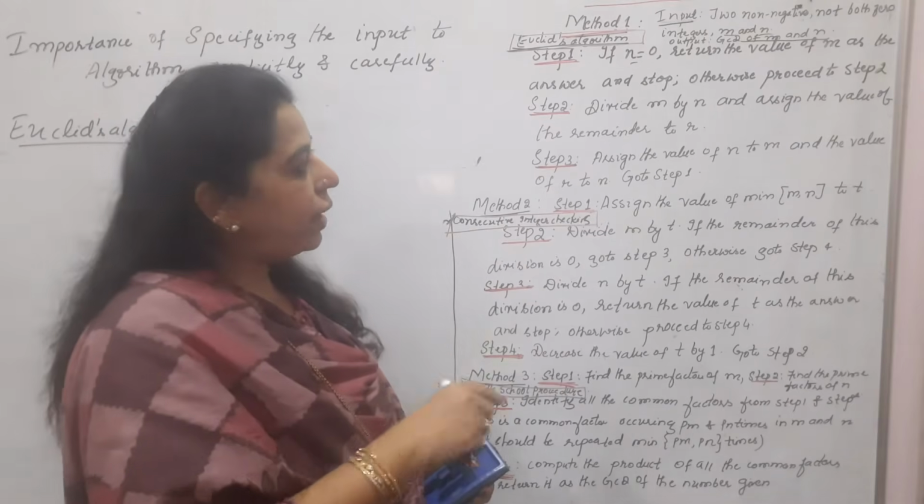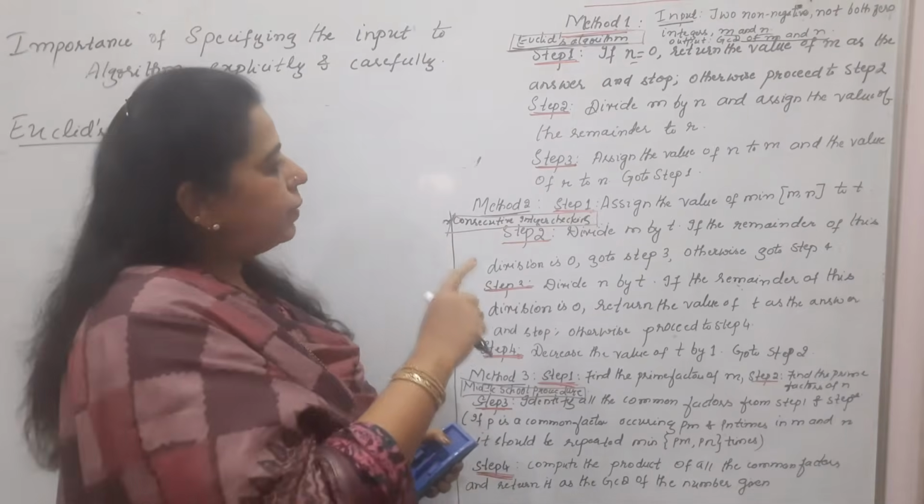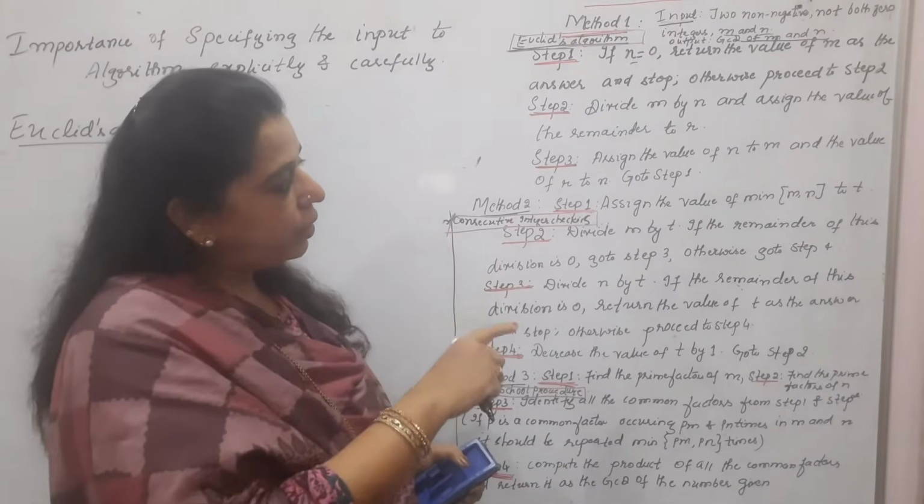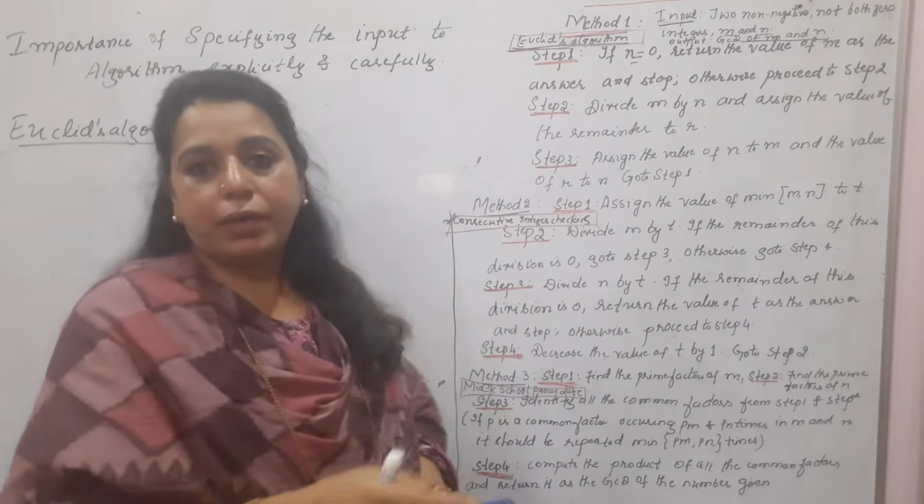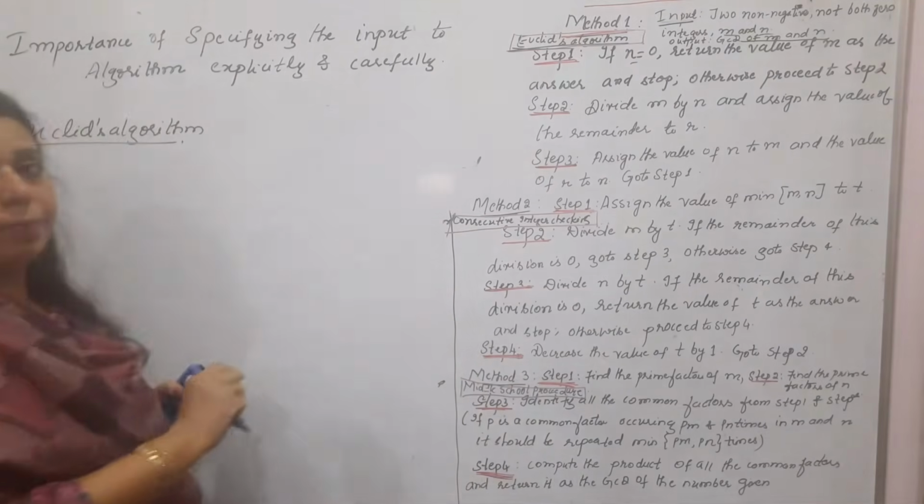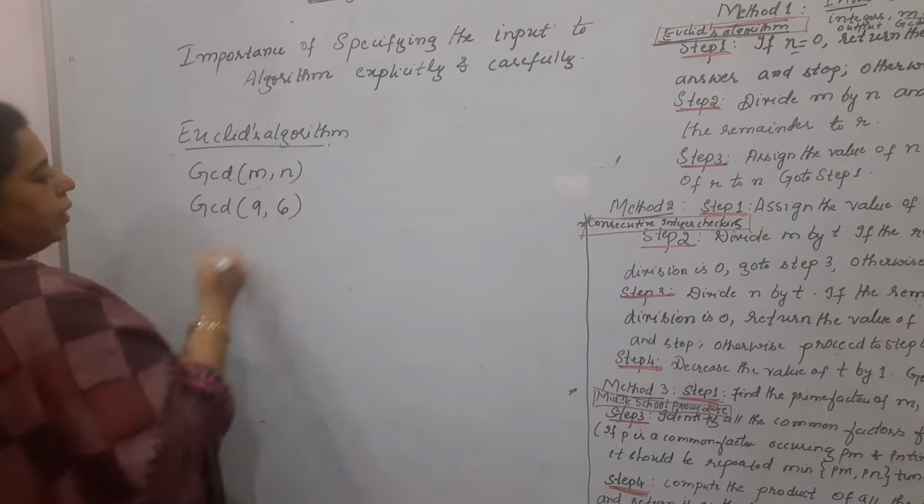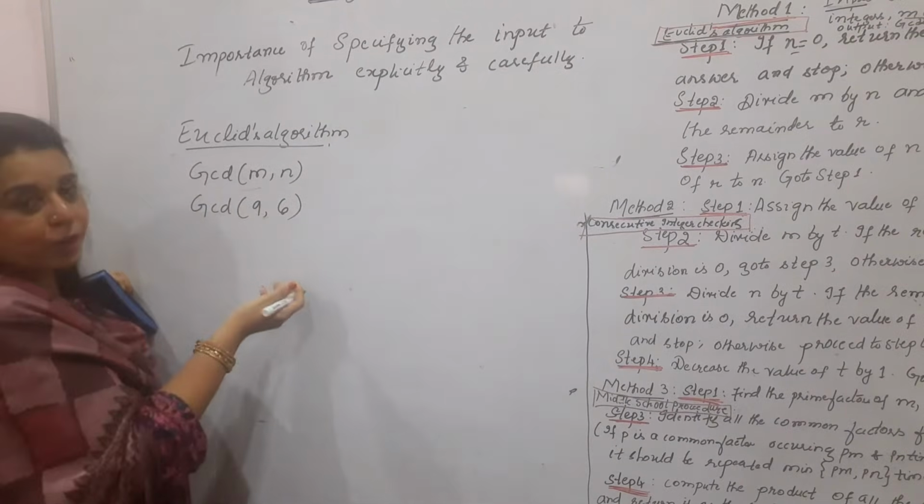What is step 2? Divide m by n and assign the value of the remainder to r. Step 3 is assign the value of n to m and the value of r to n. Go to step 1. So let us do these steps with an example. GCD of m and n. Let us take 9 and 6.